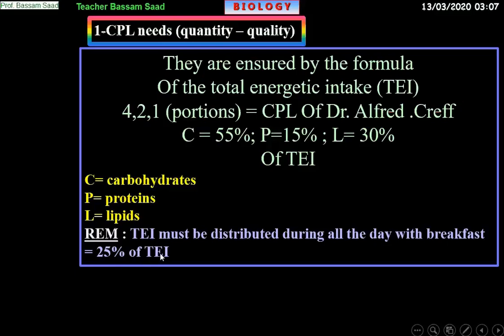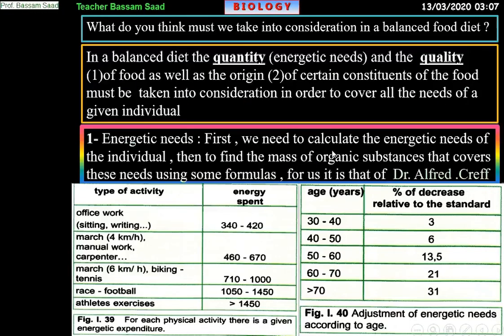We are now constructing a real food diet, a real balanced food diet for an individual. Once we calculated the total energetic intake of an individual using these tables, also don't forget what you have to do every day, what about your activity this day. So now we calculate the total energetic intake of the individual.